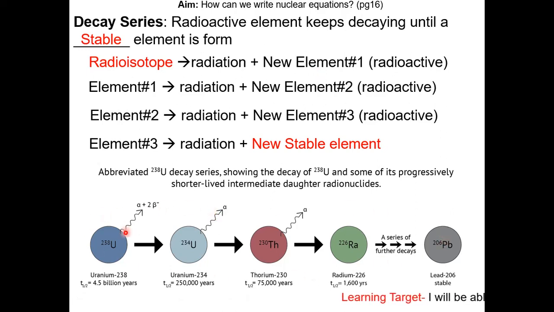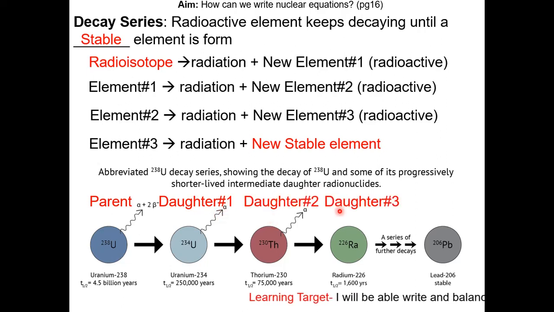Here is a decay series of uranium-238. Uranium-238 is the parent isotope. The parent is the first radioisotope in the decay series. The products of the parent are known as daughters. So this is daughter number 1, daughter number 2, daughter number 3, and so on. Daughters are the decay products of the parent in the decay series.